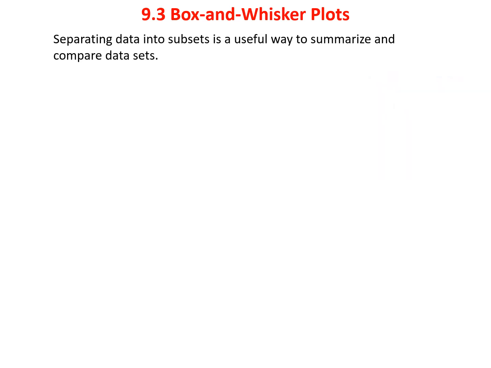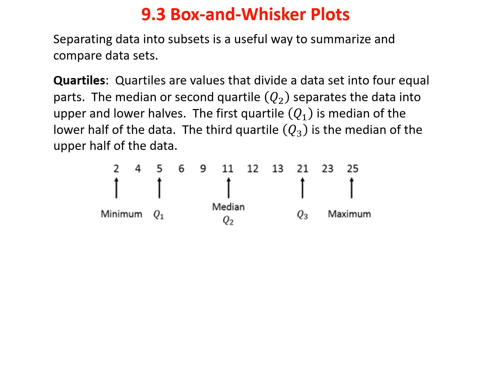Separating data into subsets is a useful way to summarize and compare data. You may remember when we did frequency tables, we would divide the whole numbers into 4 or 5 different ranges of numbers, easier to describe. So a similar kind of thing is going on here. Quartiles are values that divide a data set into 4 equal parts. The median, or the second quartile, separates the data into the upper and lower halves. The first quartile is the median of the lower half of the data, and the third quartile is the median of the upper half.